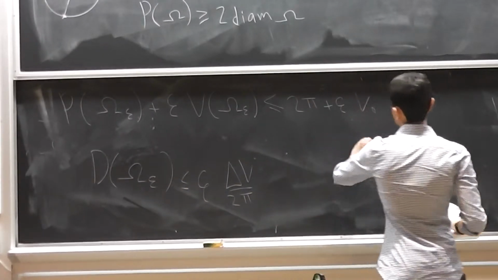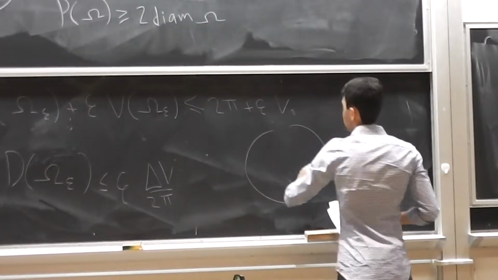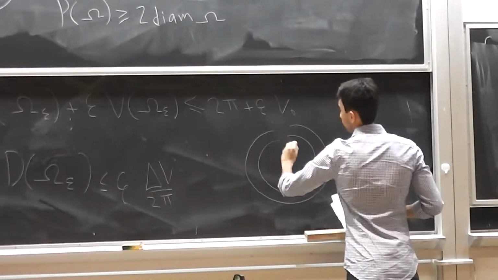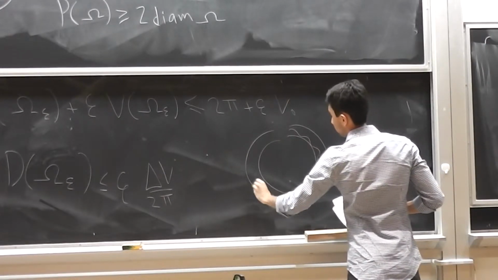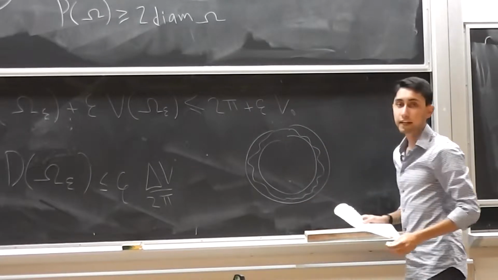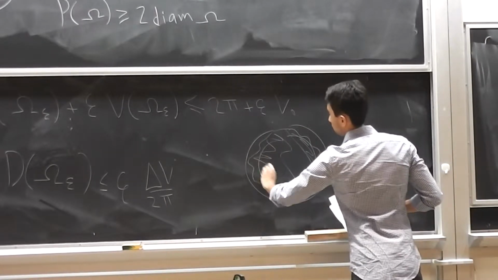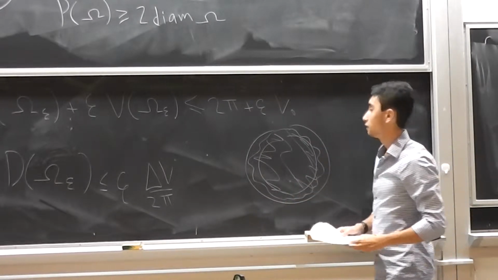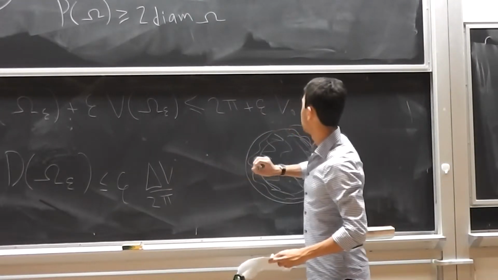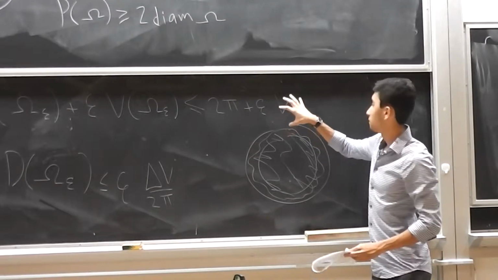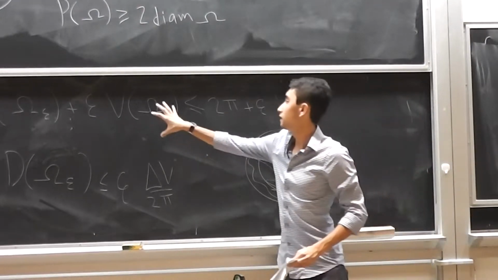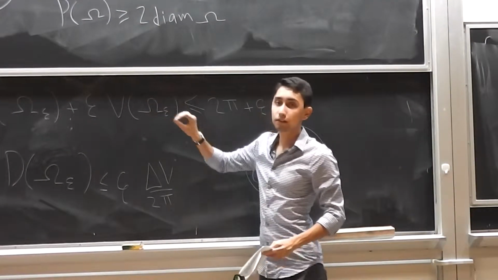And then if you know the deficit is small, Bonnesen's inequality will tell you that your minimizer lies in some kind of annulus like that, right? It's like this, right? And so this delta V here is just the difference between the energy of the ball and the potential energy of the minimizer.